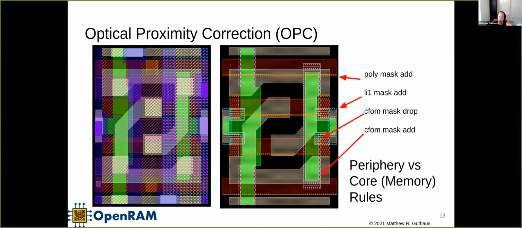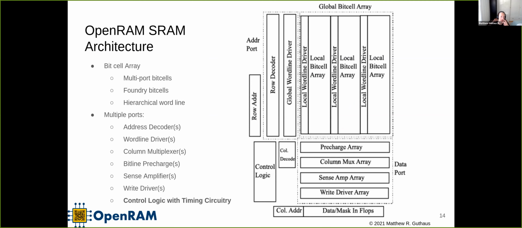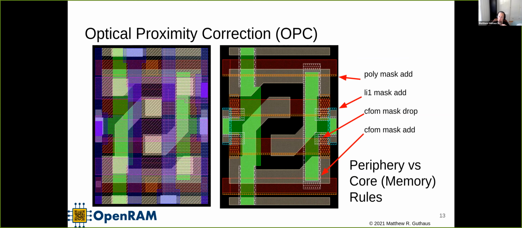And that's something that's pretty unique in terms of a publicly available memory compiler. But this also restricts what we can do. Unless we can redo the OPC, it's harder to make a lot of changes to this design.